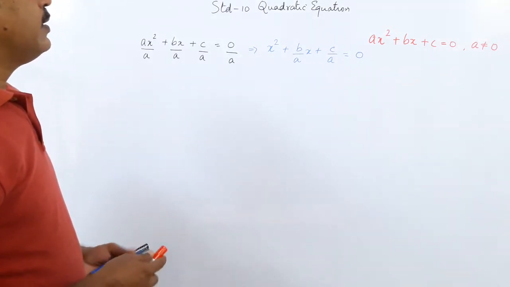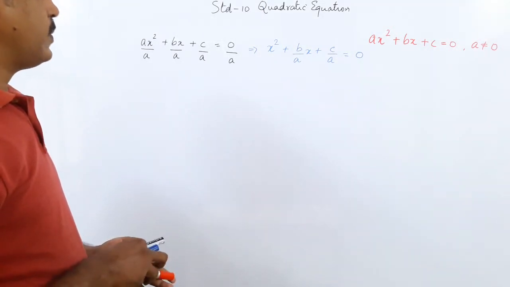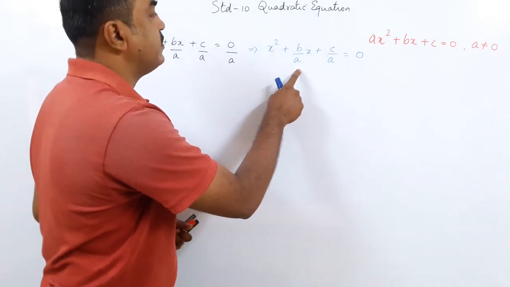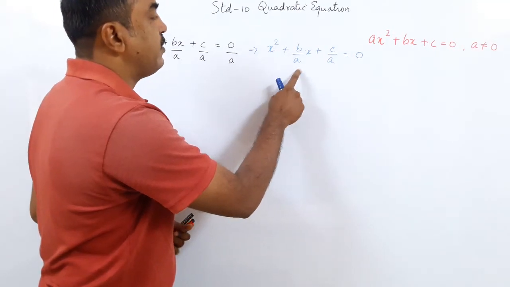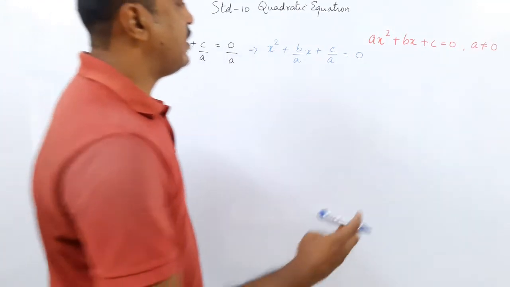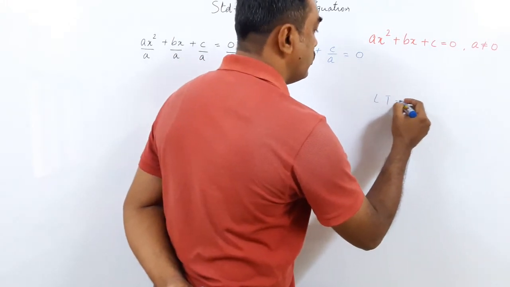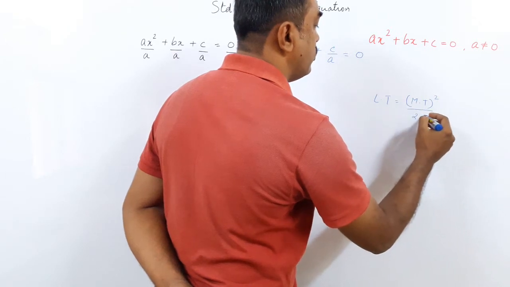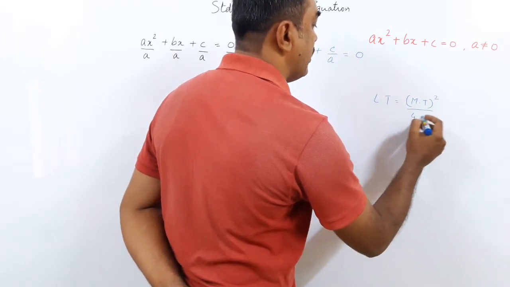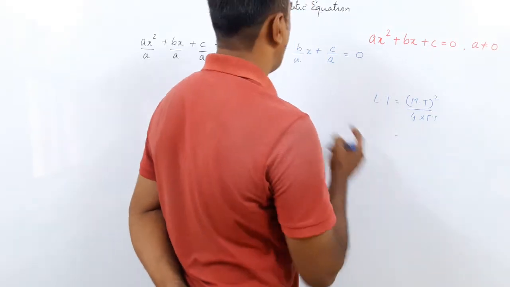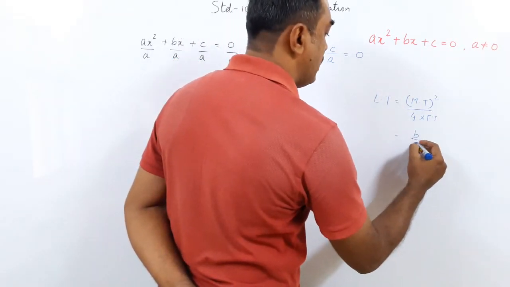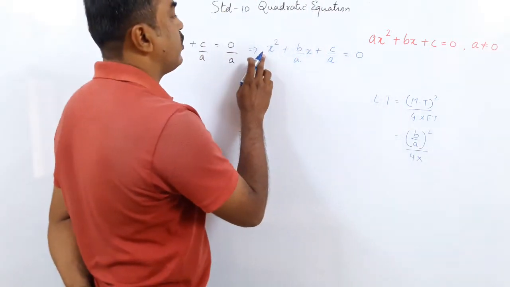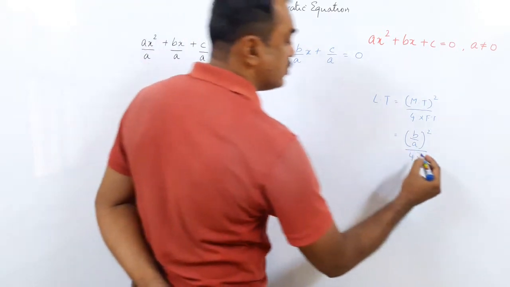Now, how do we find the last term? You remember the formula? So I have got a perfect square first term, and I have got the middle term. How do I find the last term? Do you remember the formula we did last time? Last term is equal to middle term the whole square upon 4 into first term. So what is the middle term? b by a. So b by a the whole square upon 4 into first term. What is 4 into first term? First term is 1. So we got 1.